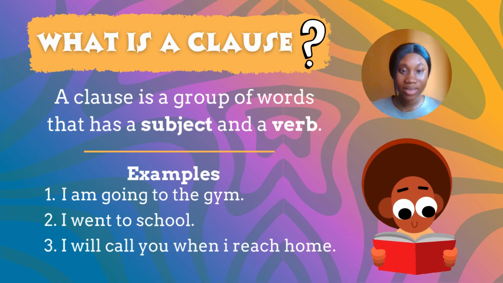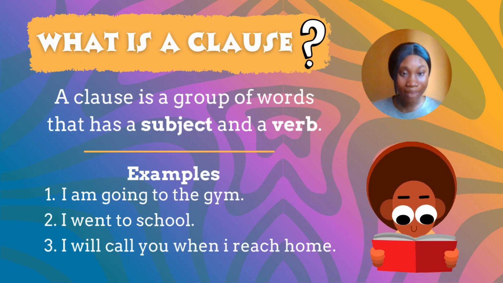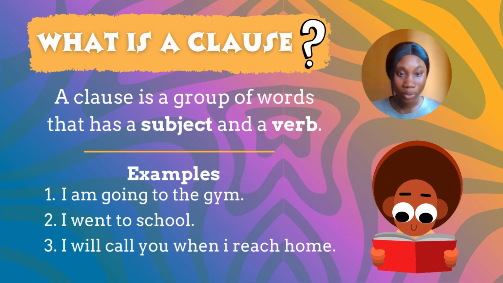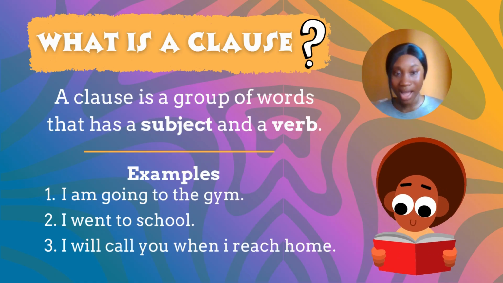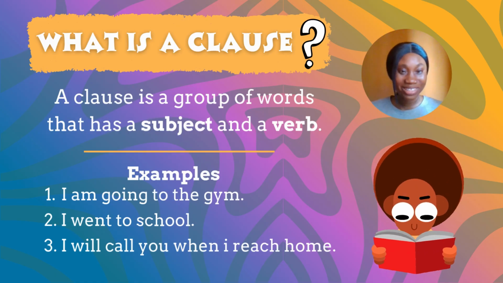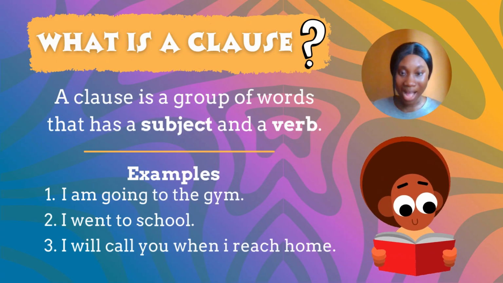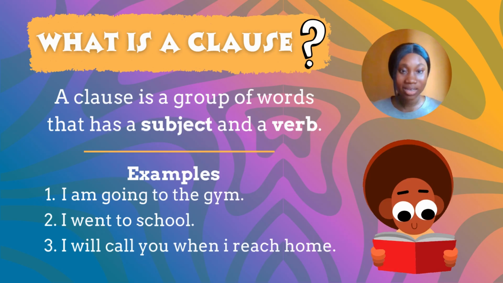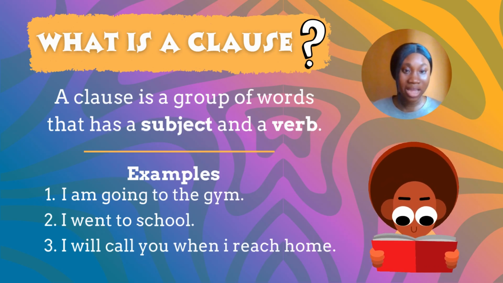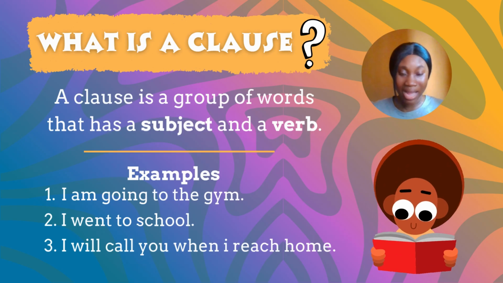Do we get that? So if I say I am talking, I am the subject. What am I doing? Talking is my verb. I am dancing. I am the subject and dancing is my verb. So subject is the doer while the verb is the action. So every clause has a subject and a verb. That means every clause has a doer and the action.